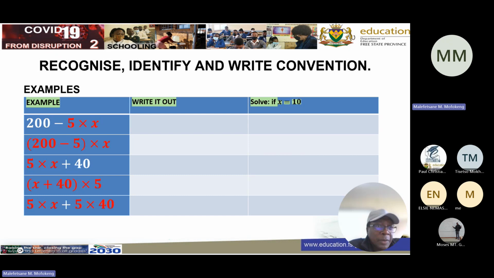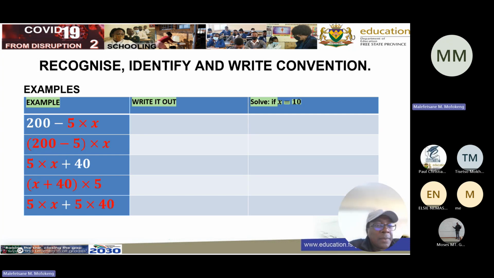When you write them out, it is 200 minus 5x. Number 2, into 200 minus 5 close bracket multiplied by x. This one is like as if you are doing distributive, but it is not. It is going to be into 200 minus 5x. Number 3, 5 multiplied by x plus 40. When you write it out, it is 5x plus 40.